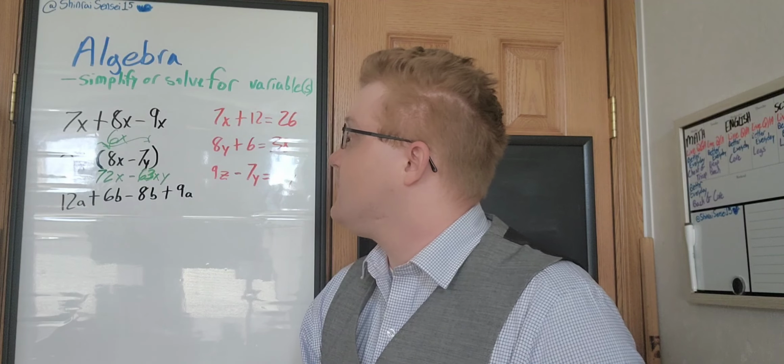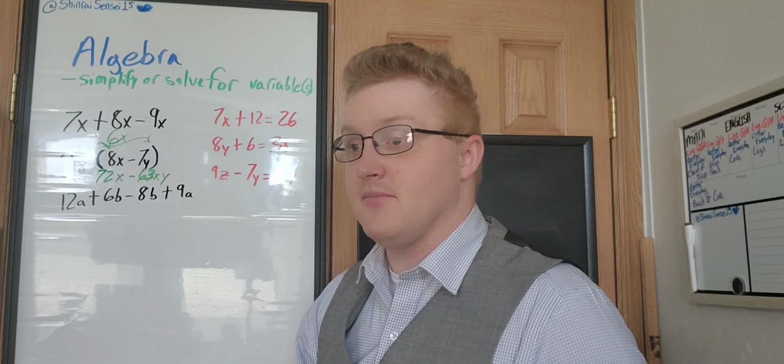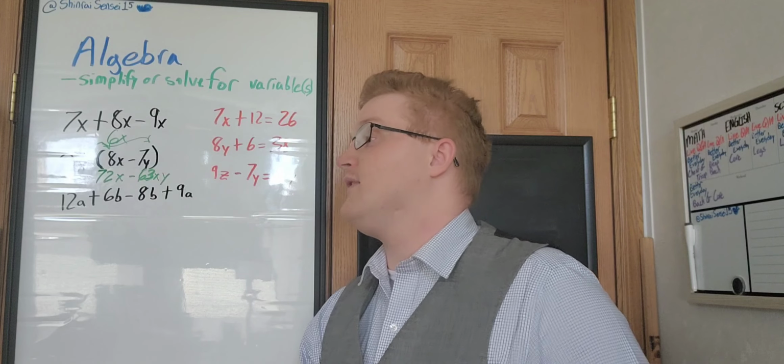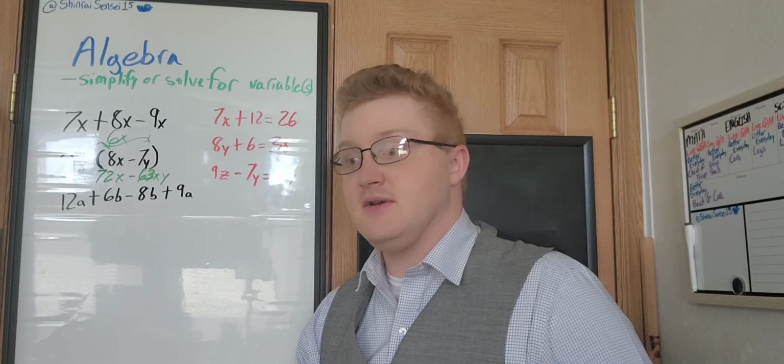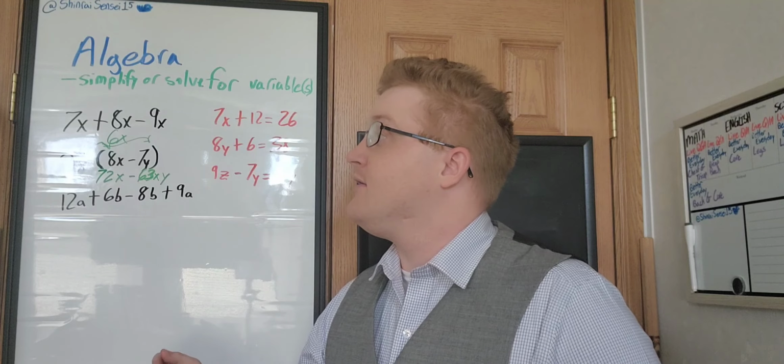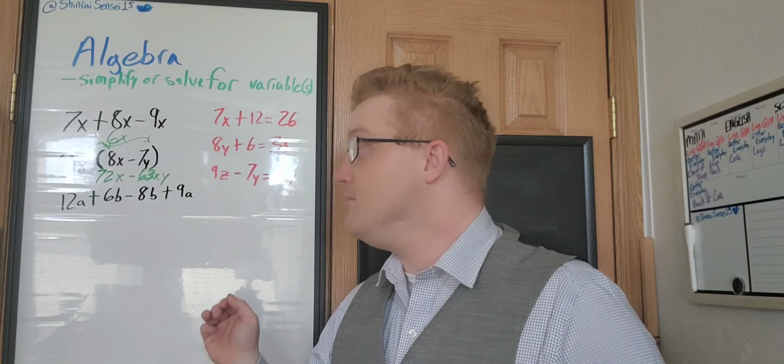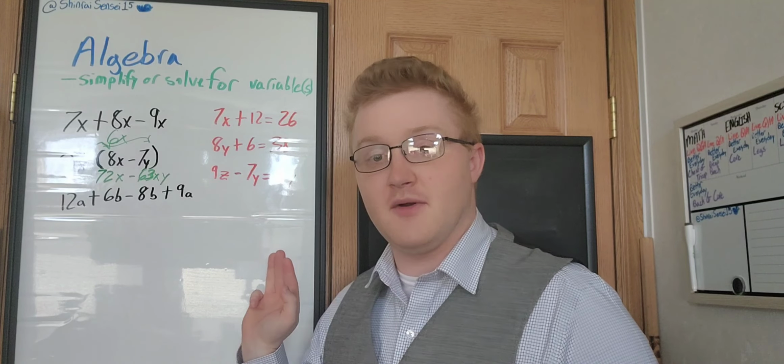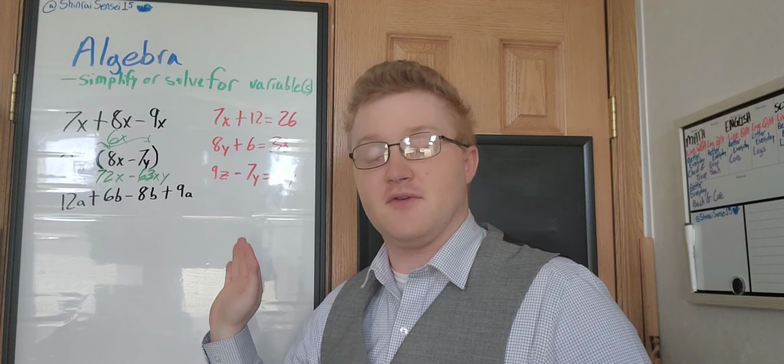Next, you simplify anything that's within the parentheses. Then you simplify exponents. Then you do your addition and subtraction from left to right. Then you do your multiplication from left to right, right?